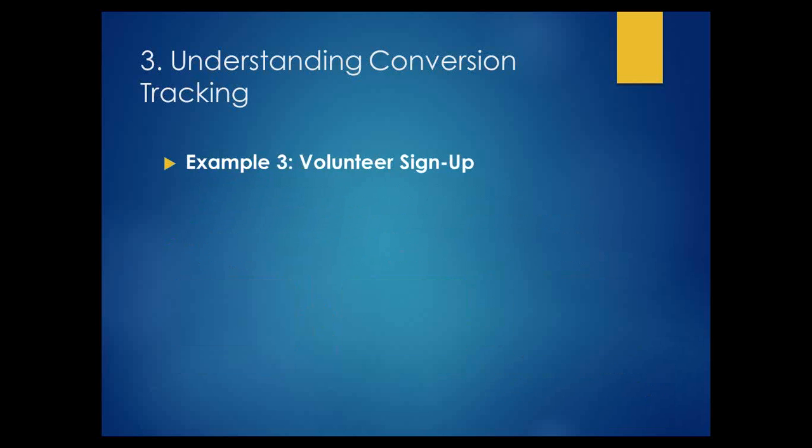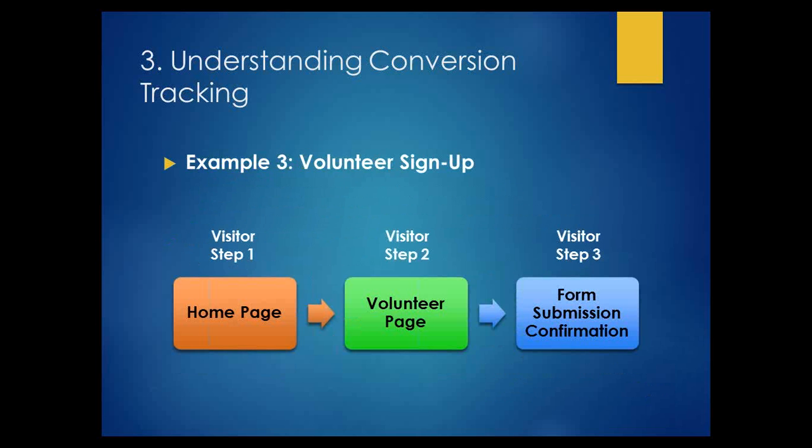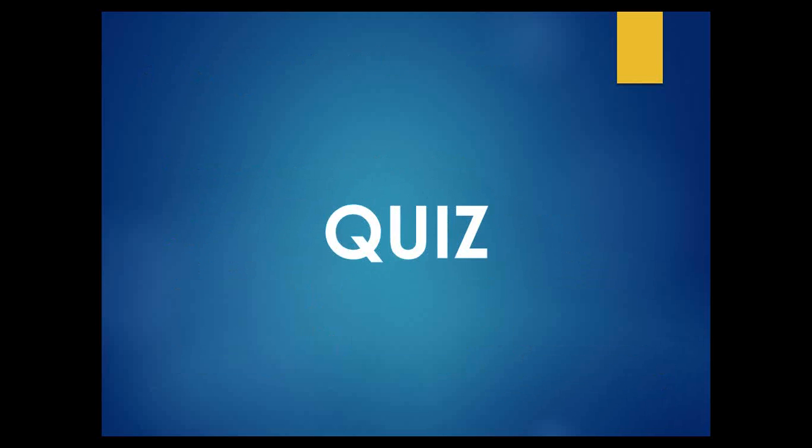And example 3, volunteer sign up, similar to before. In step 1, people visit your home page. In step 2, they go to your volunteer page where you have content about why they should volunteer, what opportunities are available to them, right? And in step 3, you have the form submission confirmation page, and then you would track this last page as a destination goal.